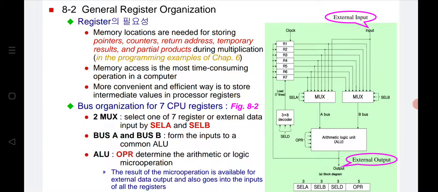That data can be memory pointers, counters, a return address, temporary results, partial products during multiplications, or some memory location values; these will be stored in the registers. The memory access is the most time consuming operation in a computer. It is a very important point.